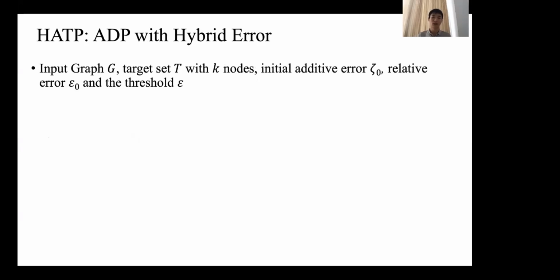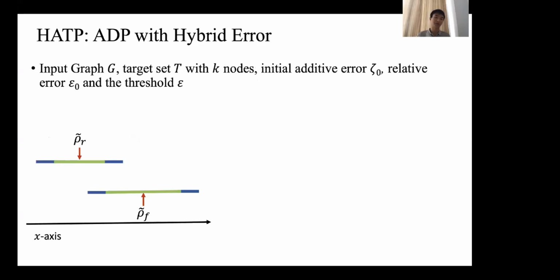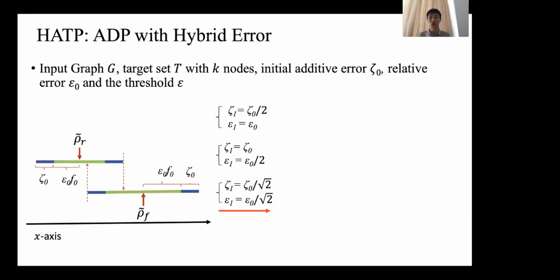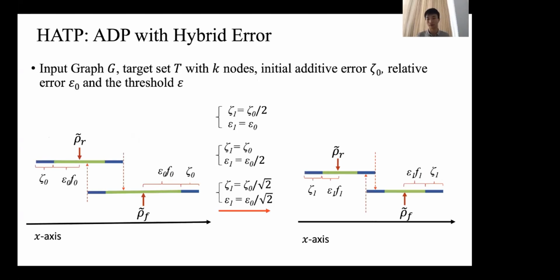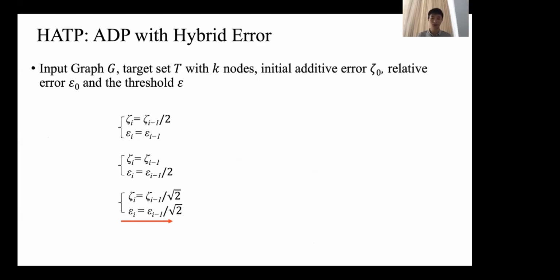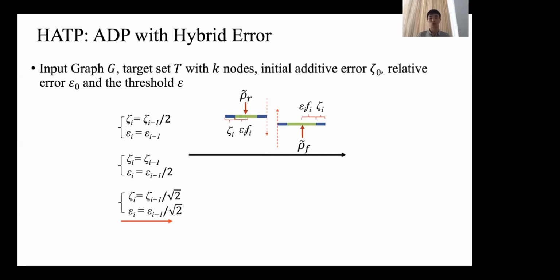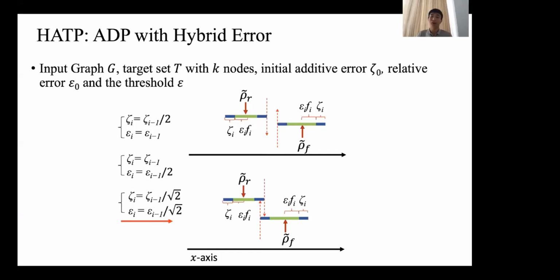This is our algorithm. We first again set initial errors, the additive error, the blue part, and the relative error, the green part. If the two functions overlap, then we reduce the error to further compute the two functions. If they still overlap, then we further reduce the errors until they can be separated. We choose the larger one, or stop when the error is small enough.